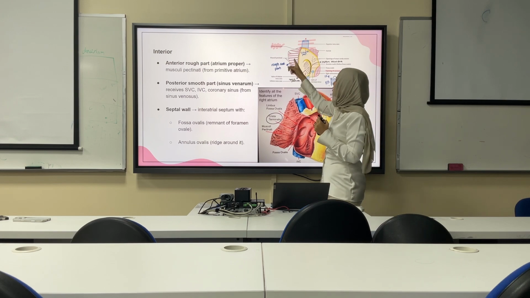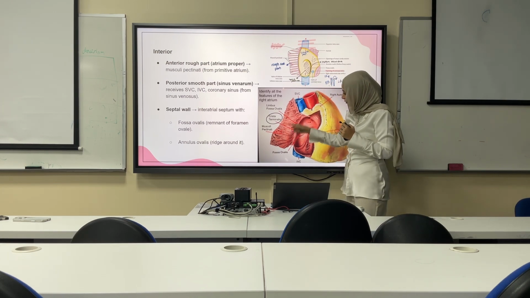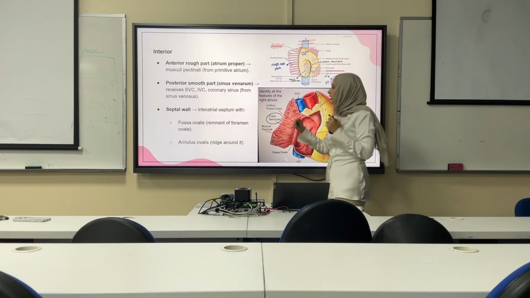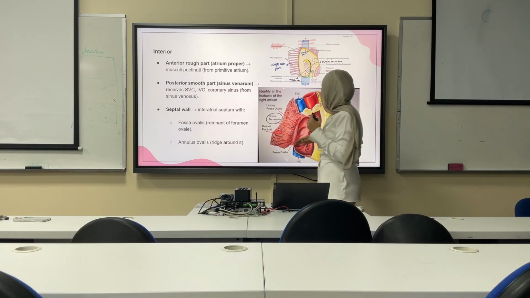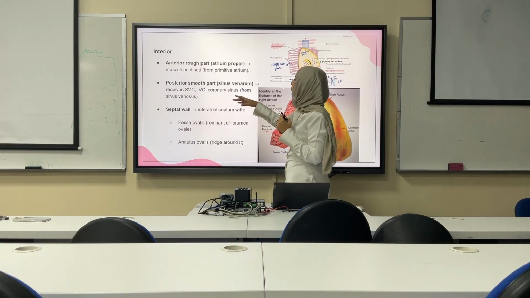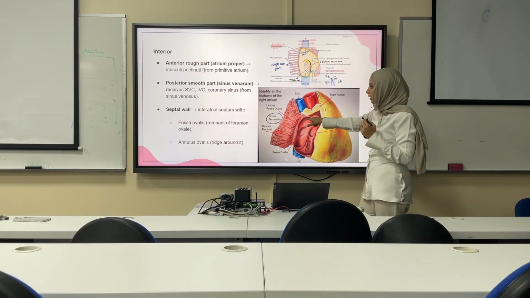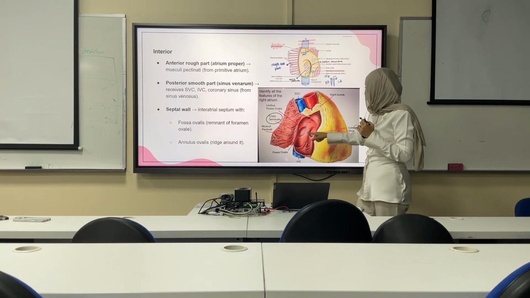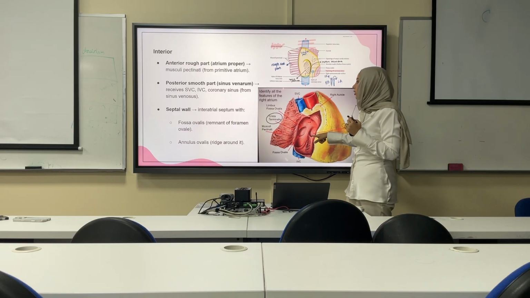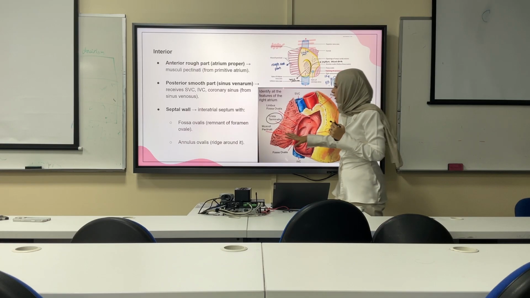Whereas these ones, you see how it's rough here? This is the anterior wall, okay? Now the posterior smooth part, you can see how this is smooth. It doesn't have these pectinae. It receives the superior, so it has what openings? The superior vena cava here, the inferior vena cava, and the coronary sinus opening from sinus venosus, and then the rest will come into it.